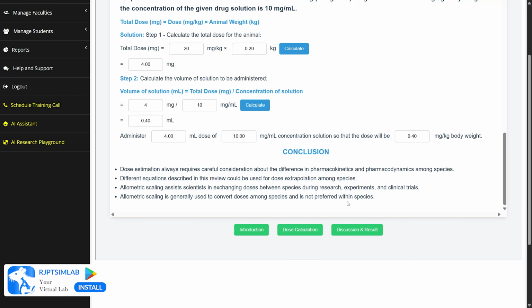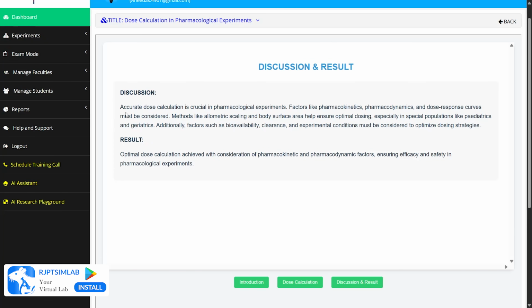Okay. So now let us move on to the discussion and result part of the experiment. The discussion part says accurate dose calculation is crucial in pharmacological experiments. Factors like pharmacokinetics, pharmacodynamics, and dose response curves must be considered. Methods like allometric scaling and body surface area help ensure optimal dosing, especially in special populations like pediatrics and geriatrics. Additionally, factors such as bioavailability, clearance, and experimental conditions must be considered to optimize dosing strategies.